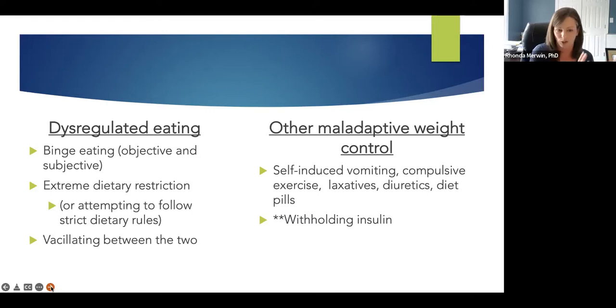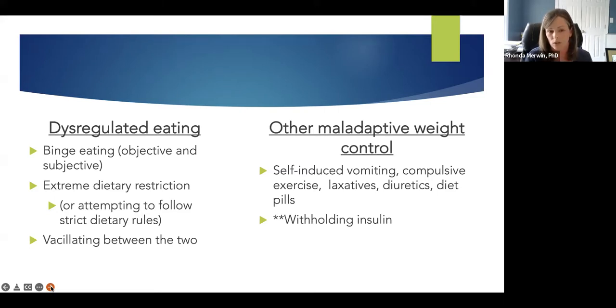So extreme dietary restriction can actually be restriction, or it can be trying to restrict. And then people also sometimes vacillate between the two. This is actually super common, to go between binge eating and then trying to rein it in and over control, and then discontrol, and sort of back and forth between those two things.